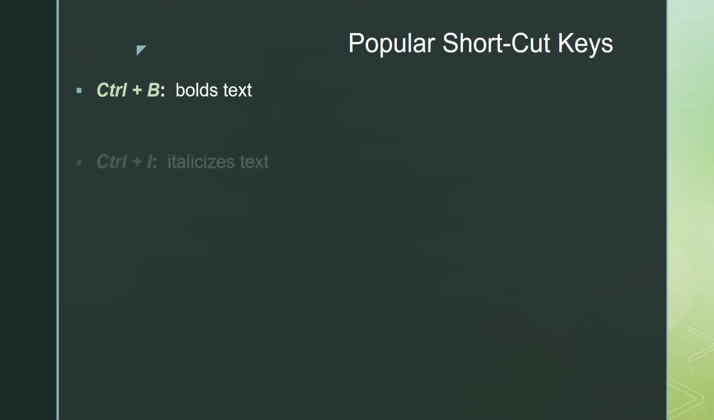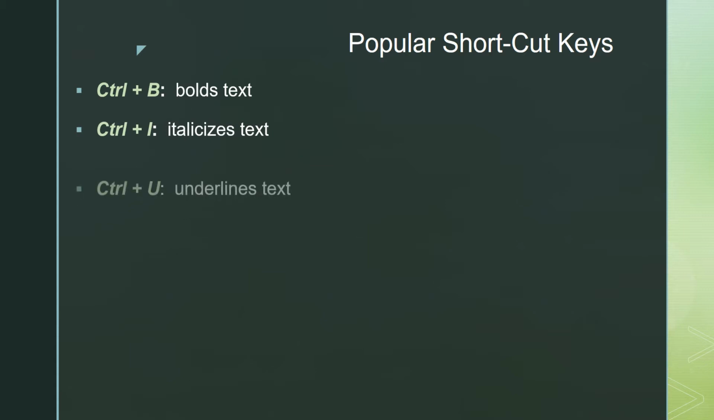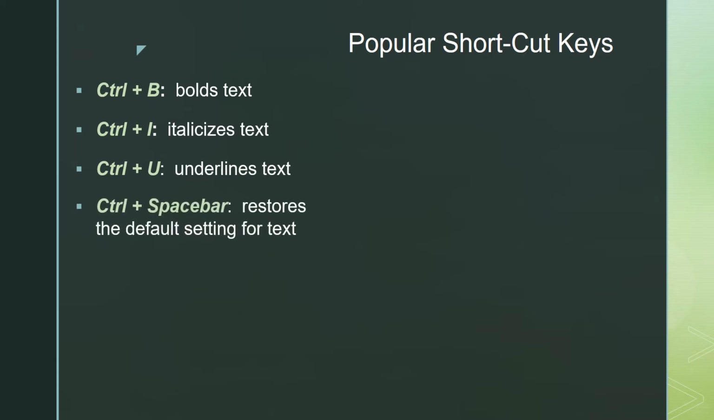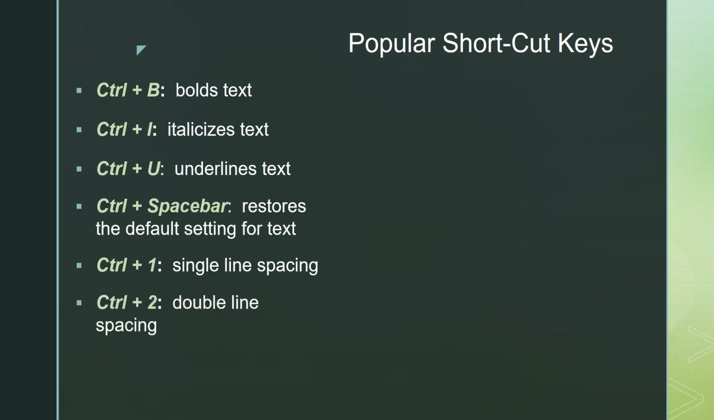Control+B bolds text. Control+I italicizes text. Control+U underlines. Control+spacebar restores the text to its default setting. Control+1 turns a document into single space. Control+2 adds double line spacing. Control+5 gives you 1.5 line spacing.